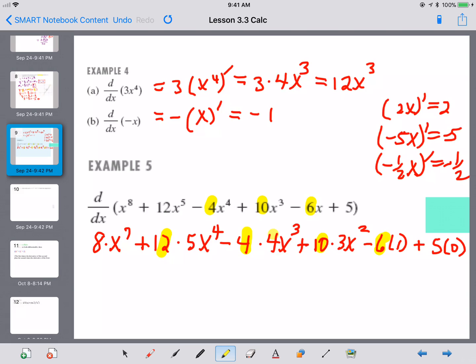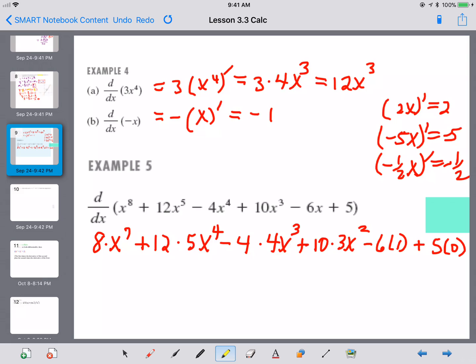So like the 12x to the 5th, the 5 goes before the x. Why does the 4 go above the x? The power always goes from its original power and reduces itself by 1.